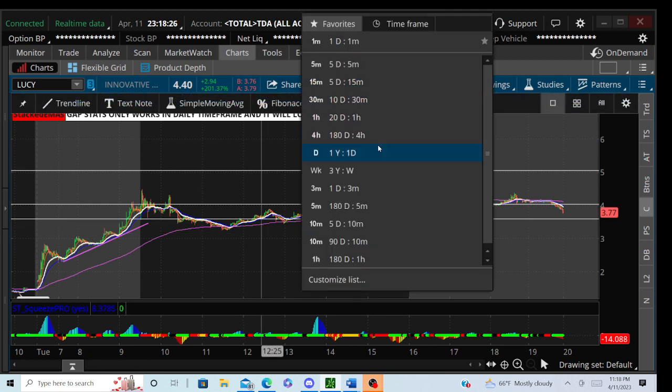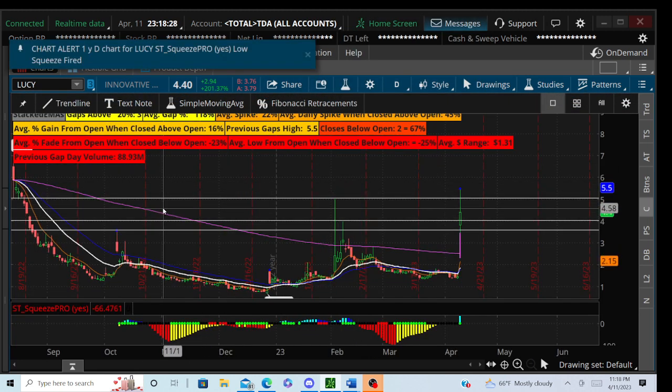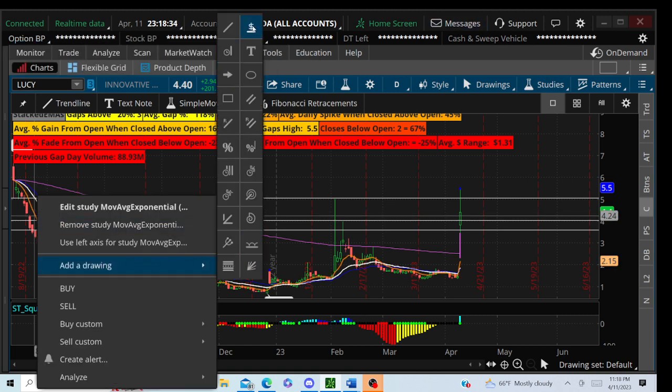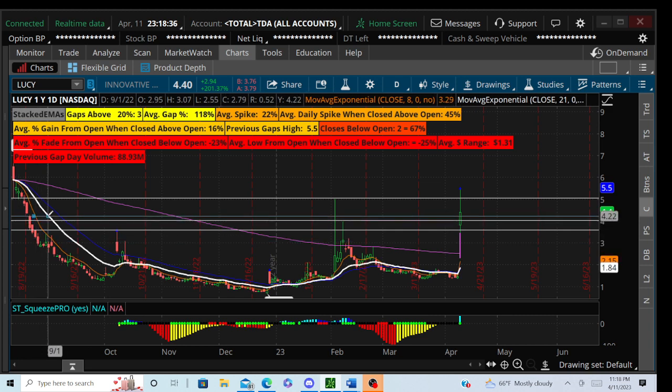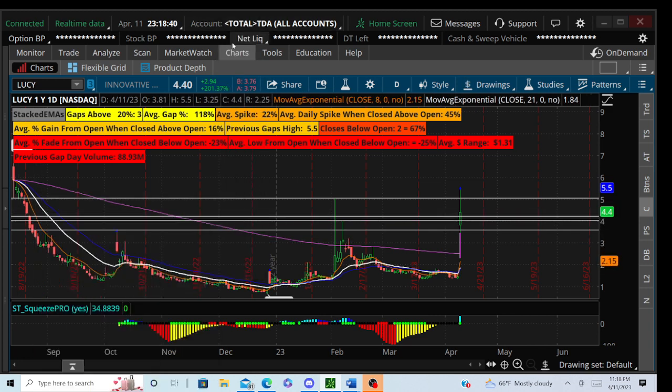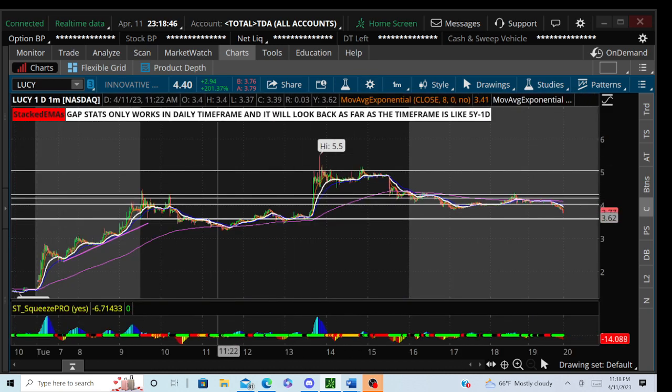Oh, first we've got to mark off the rest of the levels. All right. So we had the gap fill. This is what I was talking about pre-market. We had the gap fill right here. 4.25. 4.35. Very strong levels. Gaps are very strong.